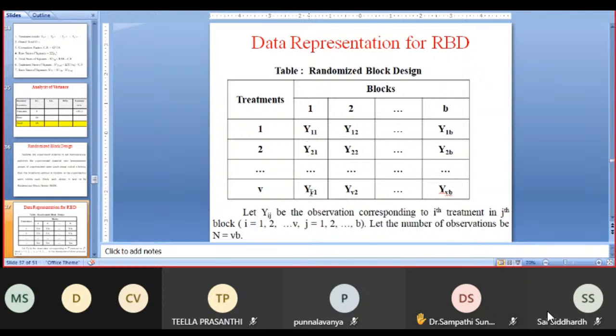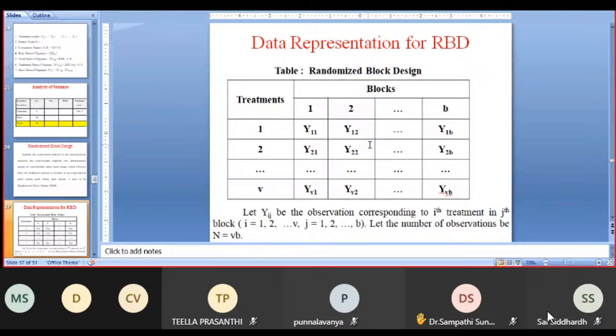And what are the yields or responses that I'm collecting? Now I want to analyze this one. Then you can go for the analysis of variance two-way classification. That means here, for analyzing the experiment, we are using the statistical tool of analysis of variance, one-way classification or two-way classification. One-way classification if it is a completely randomized design. Two-way classification for a randomized block design.